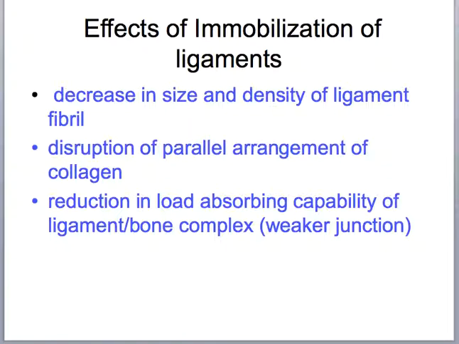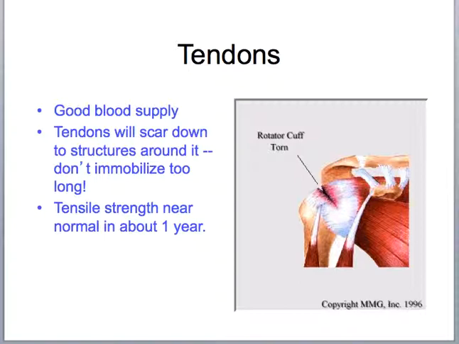Moving on to tendons. A tendon connects a muscle to a bone, and has a really good blood supply. Therefore, tendons will scar down to the structures around them, and so we want to make sure that they don't get immobilized for too long. However, tensile strength doesn't return to normal for about a year. So we have to balance this, how much we immobilize somebody with a tendon injury versus how much we move them.